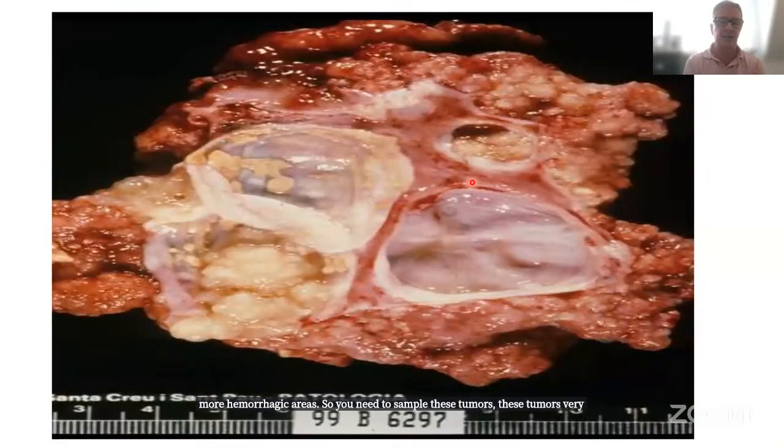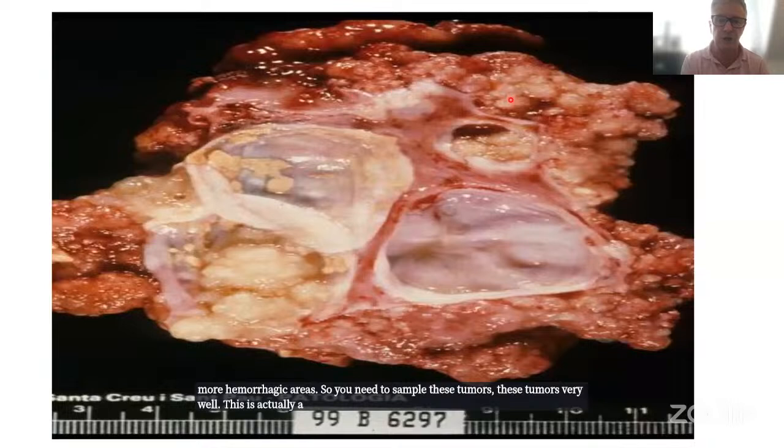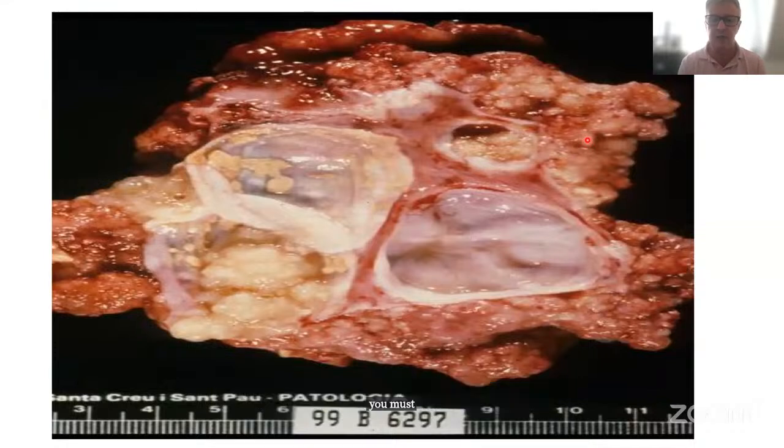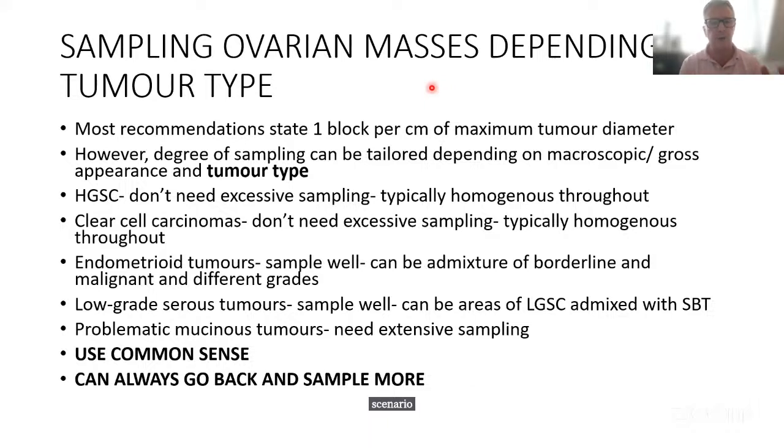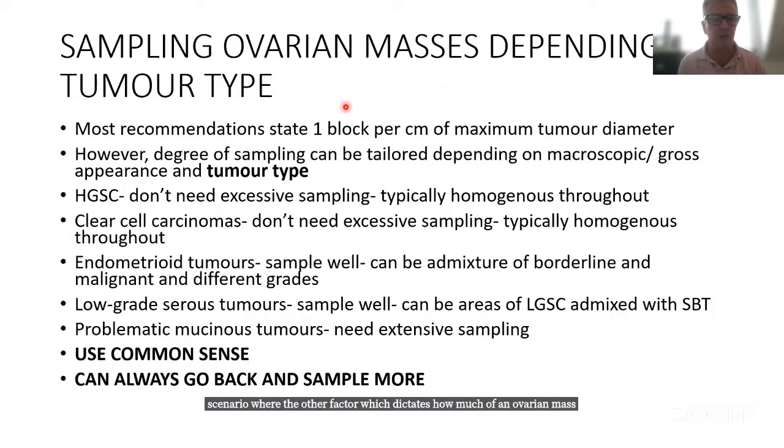This is actually a serous borderline tumor with surface deposits. So when you get these papillary nodules in a cyst, you must really state whether these are on the internal or the external surface. And then the other factor which dictates how much of an ovarian mass you have to sample is the tumor type.